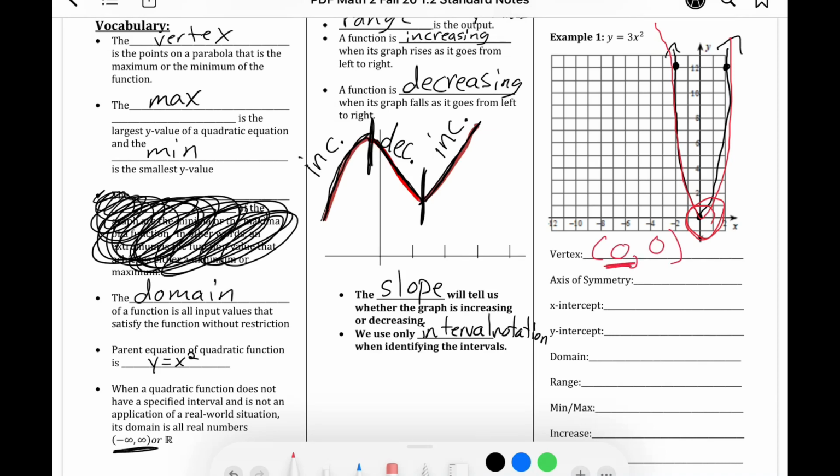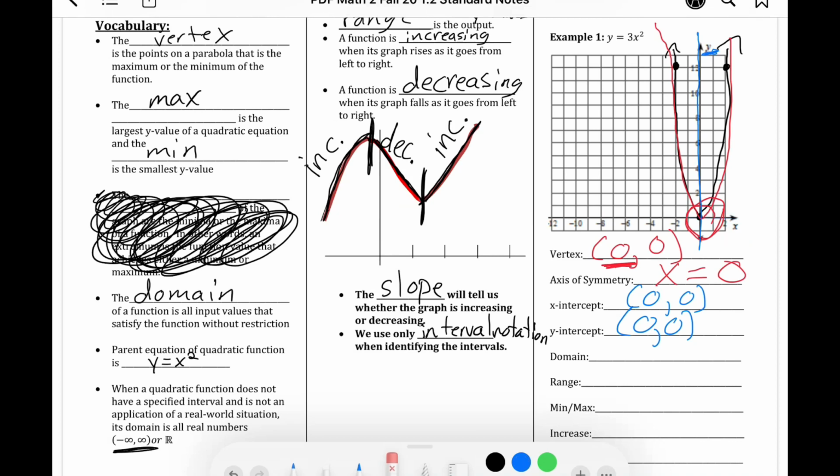Now, little trick. Whatever this x value is, that is your x value for your line of symmetry. For your x-intercepts, well, the x-axis is there. The only time it touches that x-axis is at 0, 0. Your y-intercept, find your y-axis. Only time it hits your y-axis is also at 0, 0.